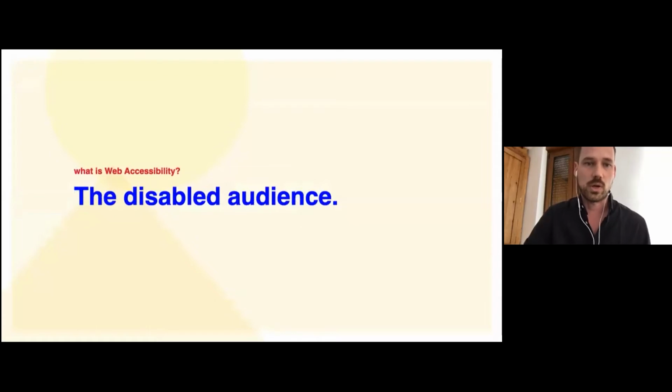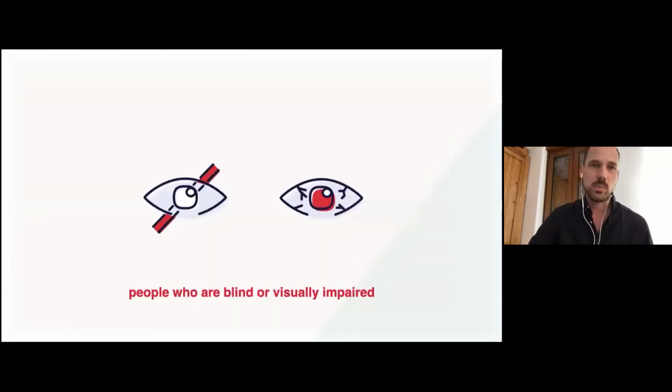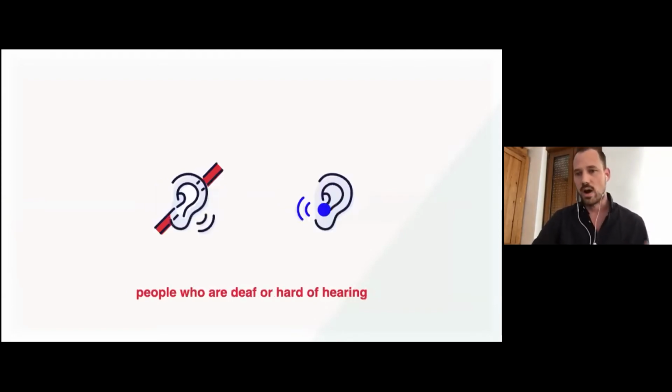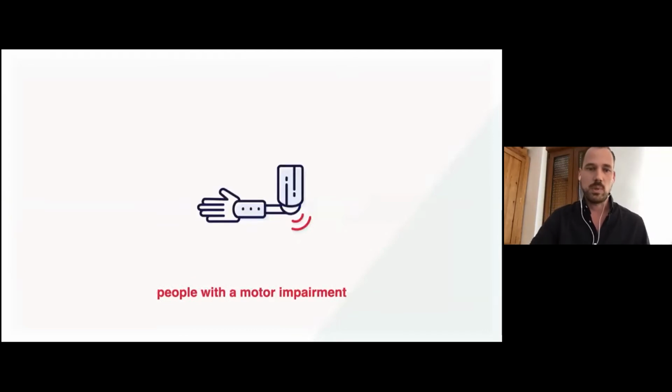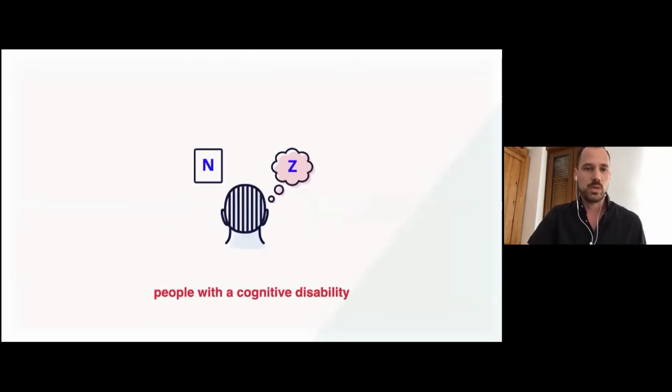But what are we talking about? Who is this disabled audience? We typically speak of people who are blind, visually impaired, people who are deaf, hard of hearing, maybe people with a motor impairment, or people with a cognitive disability.